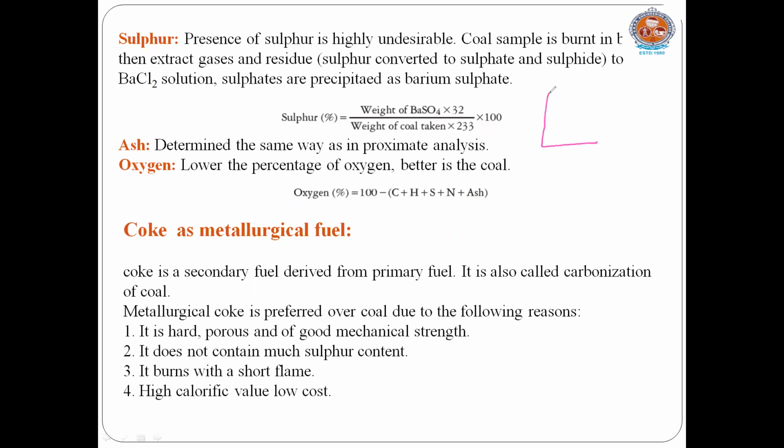Here also, we take the coal sample in a crucible in a stainless steel bomb. We burn it, and it produces oxides of sulfur, SO2, SO3, etc. These oxides of sulfur gases are passed into water, H2O. Then they are converted into sulfuric acid, H2SO4 or H2SO3, etc. Sulfur is converted into sulfates, sulfides, etc.